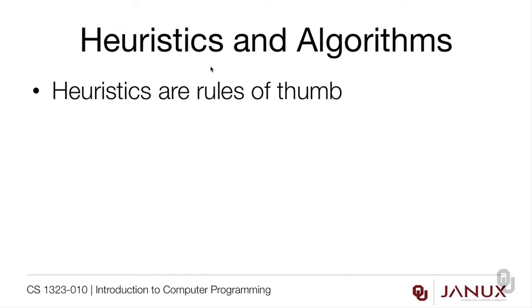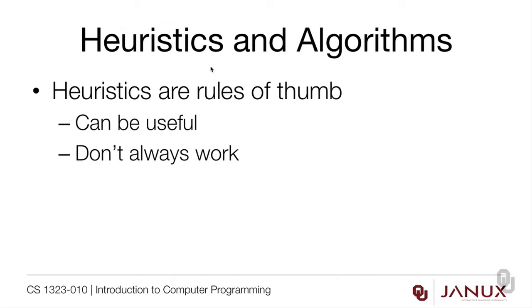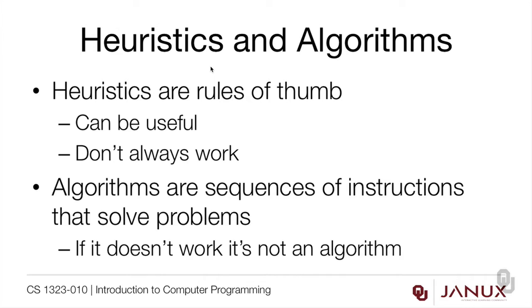Heuristics are rules of thumb. They can be useful, but they don't always work. So you want to make sure that you know whether you're using a heuristic or not. Now, algorithms are different. Algorithms are a very specific computer science word. What they mean are sequences of instructions that solve problems. So if it doesn't work, if it doesn't solve the problem, it's not an algorithm.